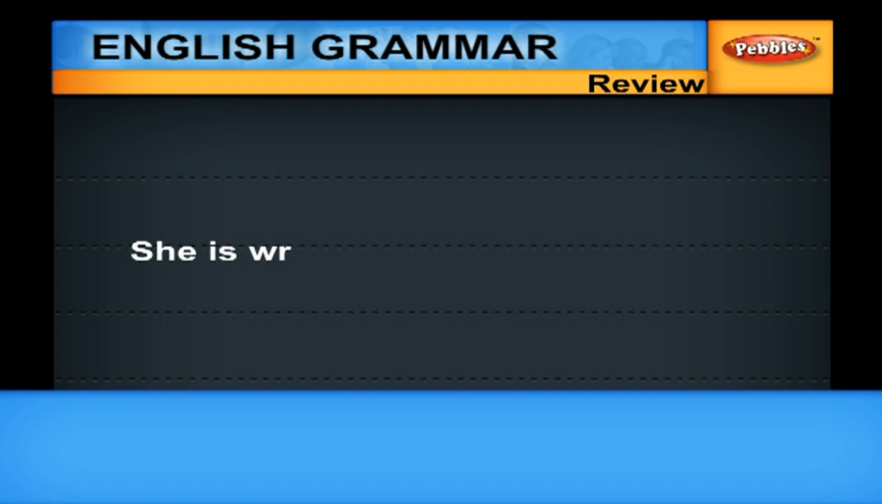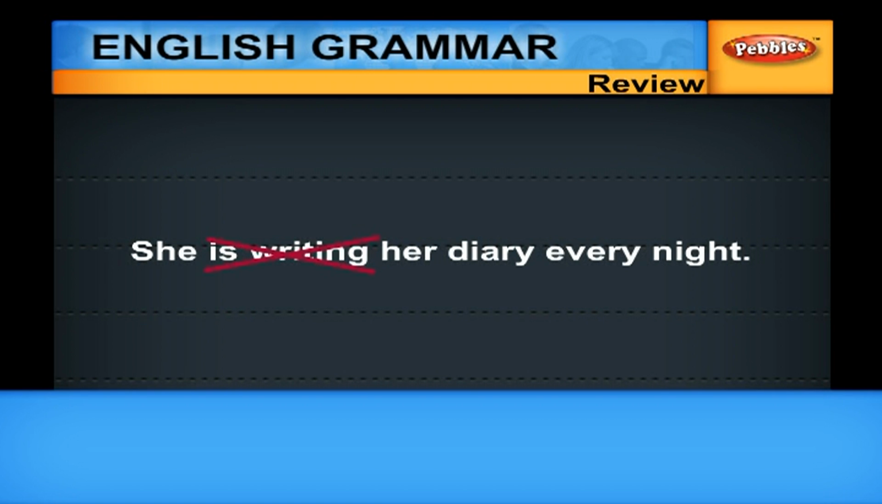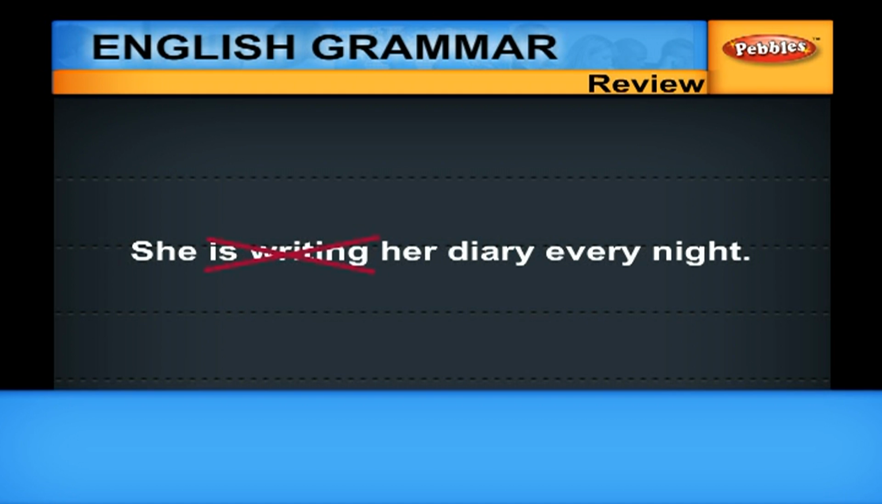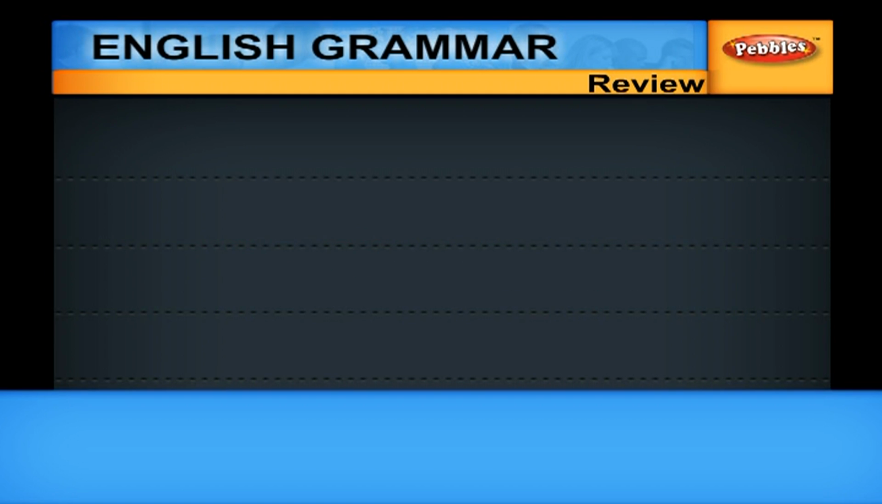She is writing her diary every night. Is it correct or incorrect? You can see that the action referred to here is a habitual regular action. She has the habit of writing a diary every night. When you refer to a habitual action, you have to use only simple aspect. But in this sentence, we have used continuous aspect. So this is an incorrect sentence. It should be, she writes her diary every night.